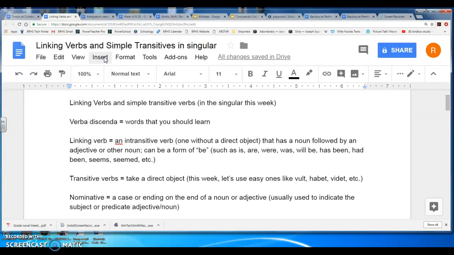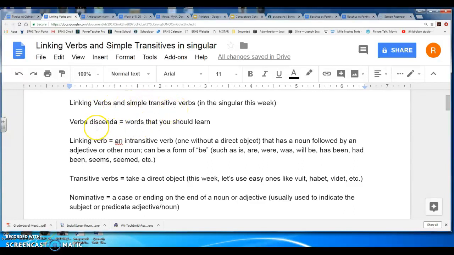This week we're going to talk about two easy grammar review things, and this is definitely a review for all of you, but it's helpful just to talk about it and get some practice with it because we will be building upon this throughout the year, and you will continue to see it in your stories. So I want to make sure that you really understand it well. Anyway, this is linking verbs and simple transitive verbs.